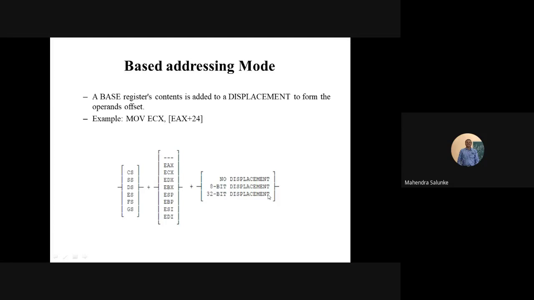All right, so ultimately the effective address is EAX plus 24, and the value from that memory location will be moved into the ECX register. So this is how it works. Only the base component is there and the displacement component is there.